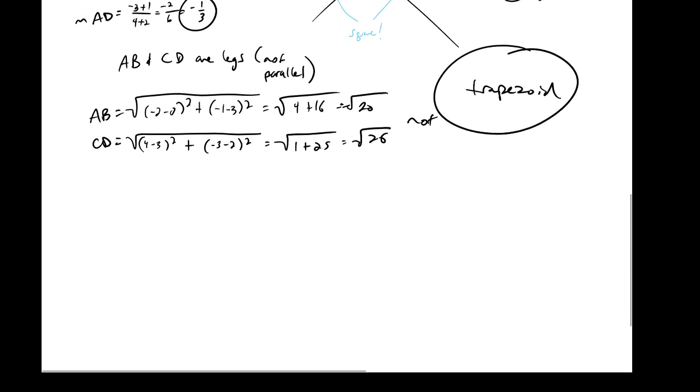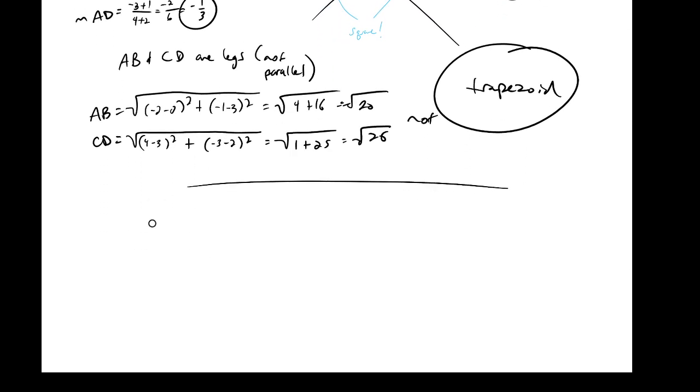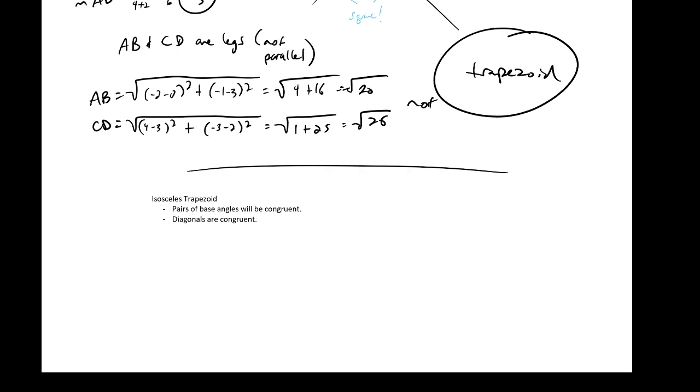In an isosceles trapezoid, few characteristics. 1, the base angles, pairs of base angles will be congruent. Okay? You also have the diagonals will be congruent. So this is what we have here. Let me go ahead and draw this guy out for us.